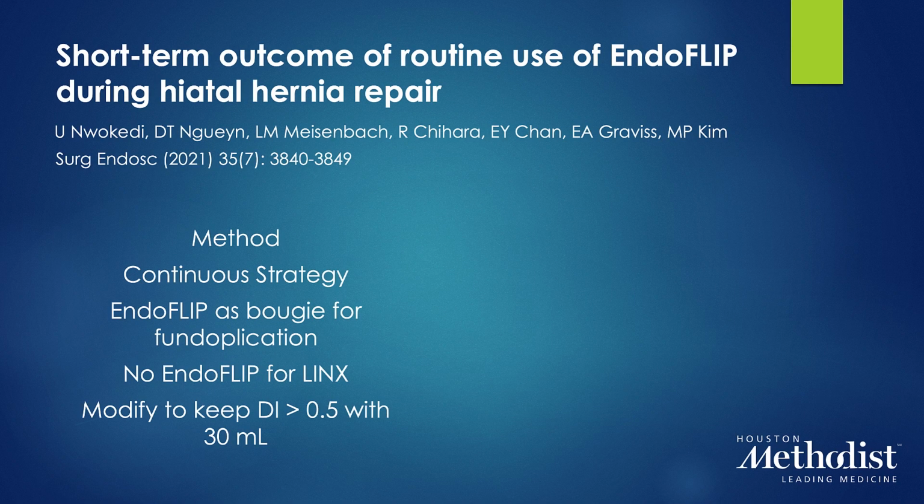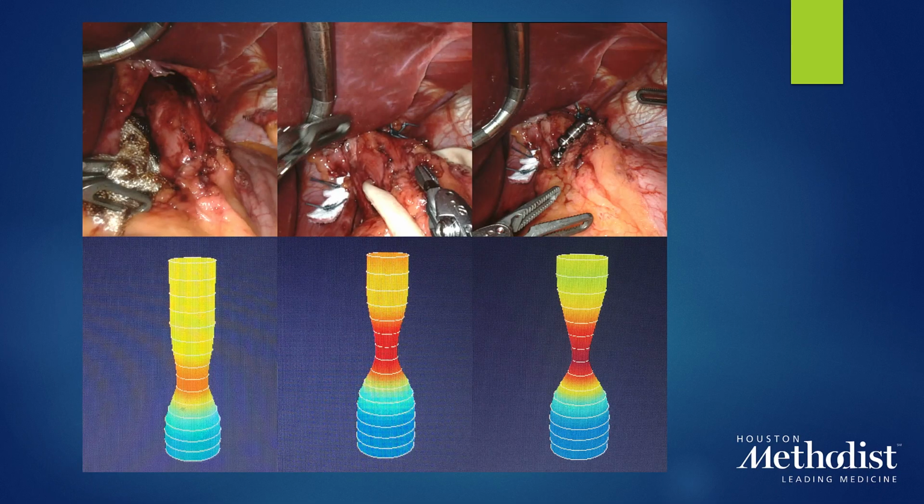Now, we looked at our series of patients where we use EndoFLIP routinely. Our method for EndoFLIP use was the continuous strategy, where the EndoFLIP was used as a bougie to close the crus and to create the fundoplication. For LINX, we used it to help the closure of the crus, but we pulled it out during the sizing and placement and replaced it for the final measurement. We modify the crus closure and fundoplication to keep the final DI greater than 0.5. Here are the EndoFLIP views after mobilization of the hiatus, closure of the crus, and after placement of the LINX.